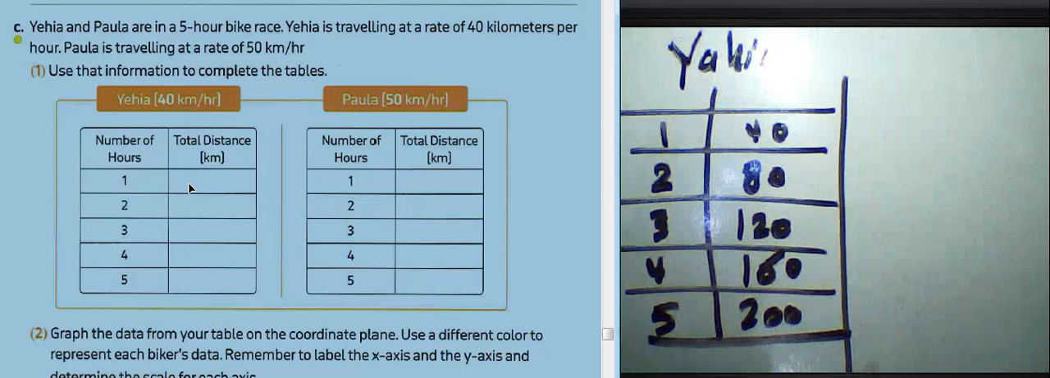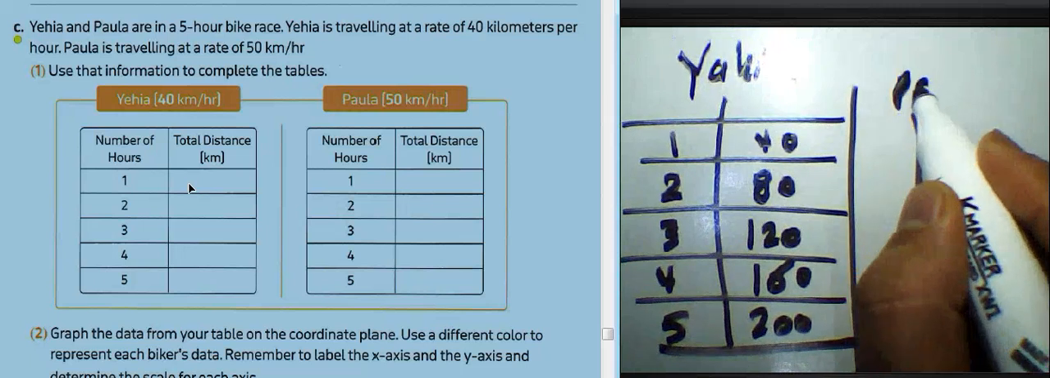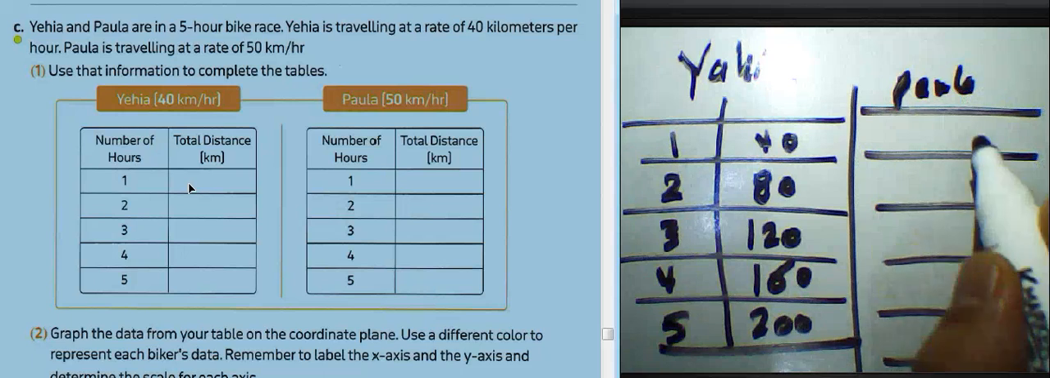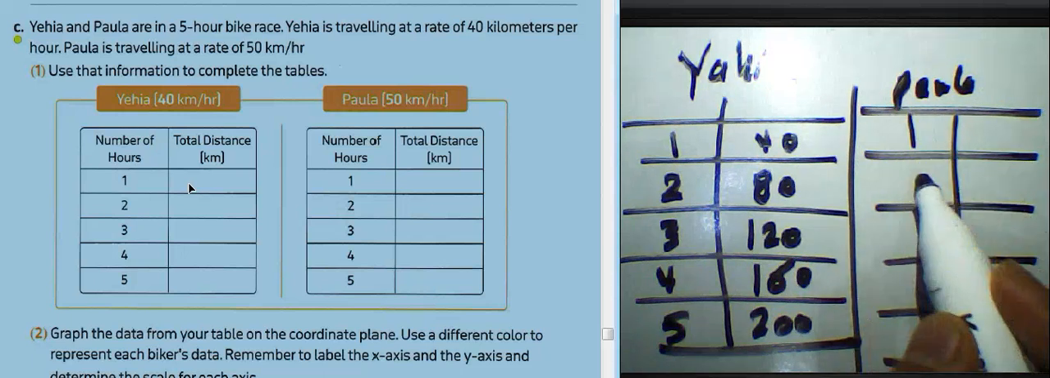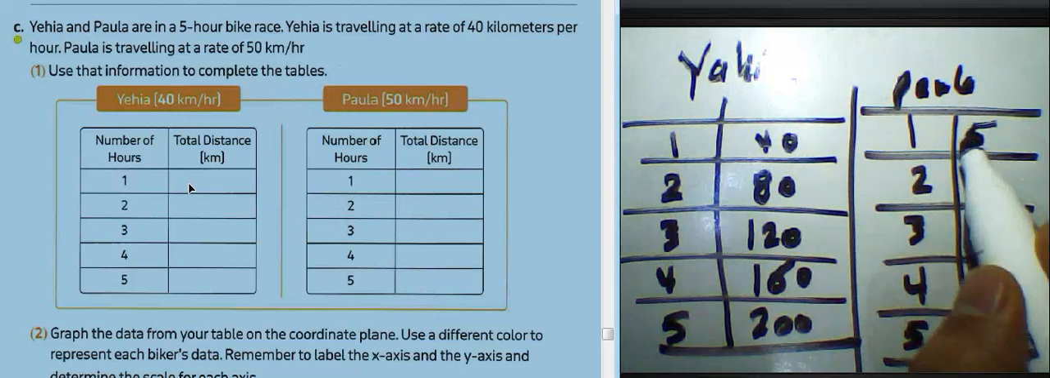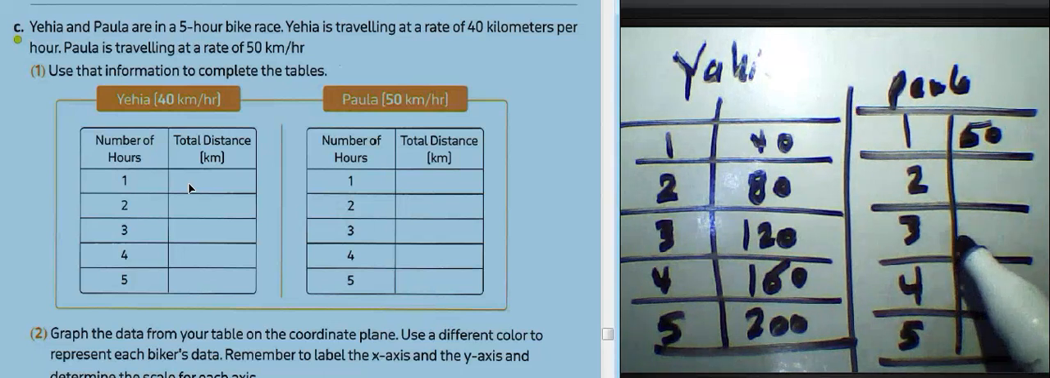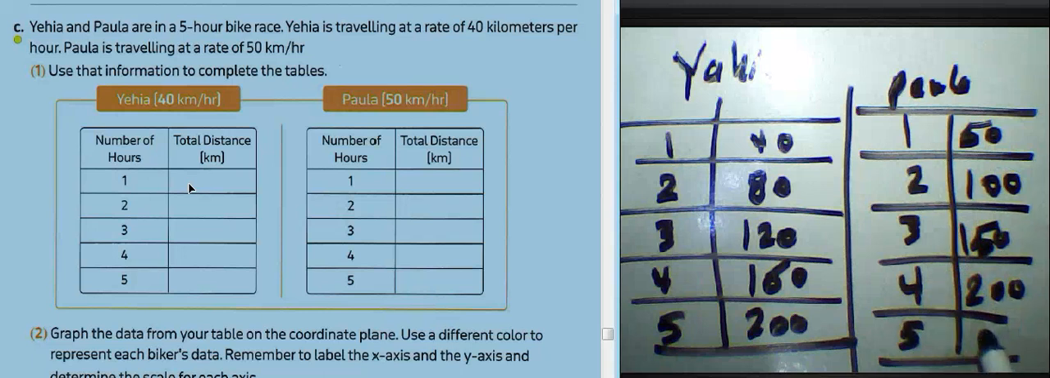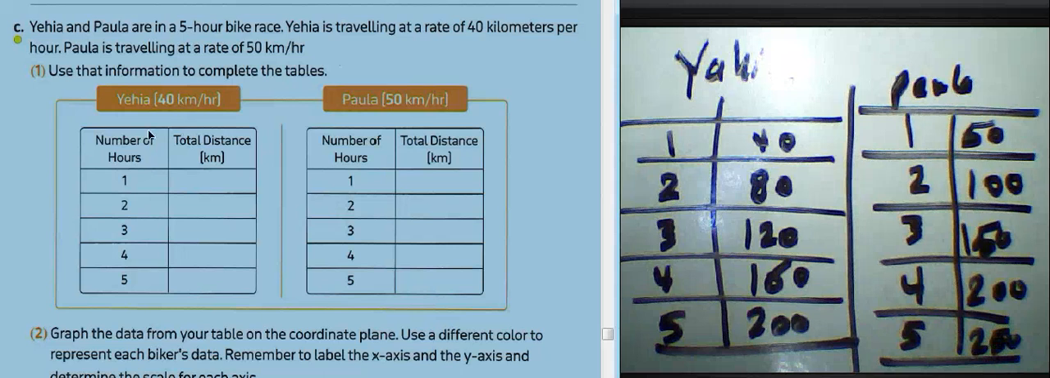The table about Yahya, and the table about Paula. 1, 2, 3, 4, 5. He asked about Paula here, 50 km, right? 50, and then adding 50, or 2 times 50 equals 100, 3 times 50 equals 150, 4 times 50 equals 200, 5 times 50 equals 250. Okay, it's the table about Paula.